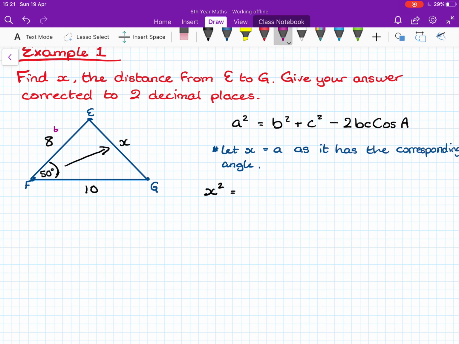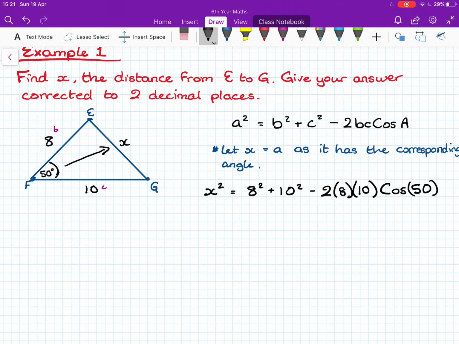So I'm going to say 8 is b and I'm going to say 10 is c. So this is going to be 8 squared plus 10 squared minus 2 times bc, so 2 times our lengths of b and c, which is 8 and 10. And then that's going to be multiplied by cos of our angle, which is cos of 50.